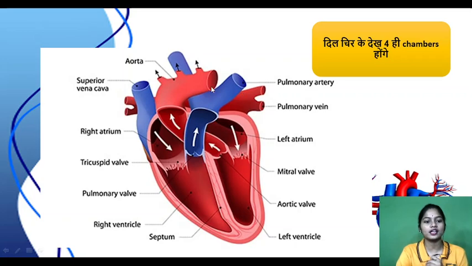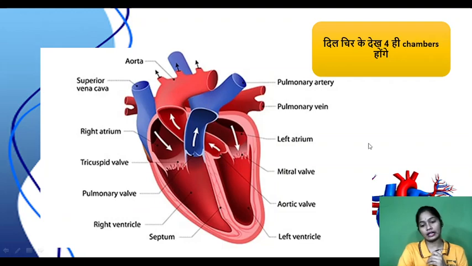Okay, these are the veins. See, can you see the blue colored ones? They are veins, right? See, superior vena cava, and here is the pulmonary vein. Okay, it is red in color. Why it is so, I will tell you later. And this is the artery, pulmonary artery, right? So we will be discussing each and every part and their function in a lot of detail.